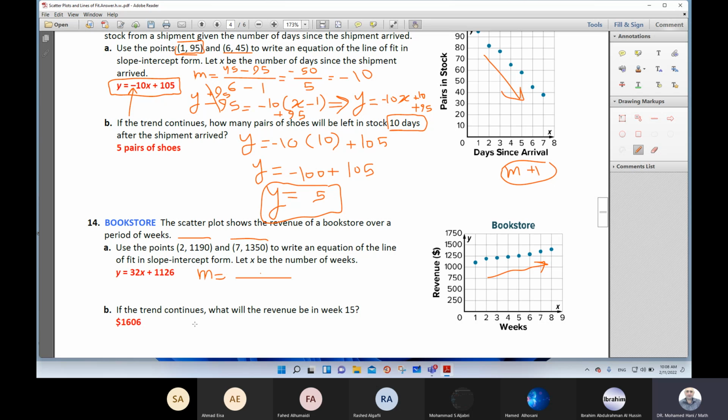Right. Listen to me, please. You can use the 2 points here. This is x1, y1. This is x2, y2. So y2 means 1,350 minus y1 will be 1,190, over x2 means 7 minus x1 will be 2 here.